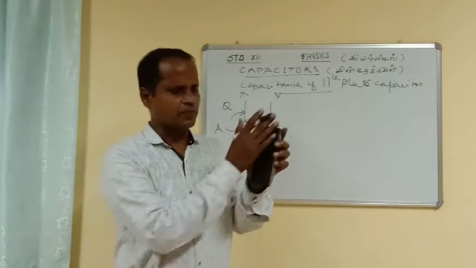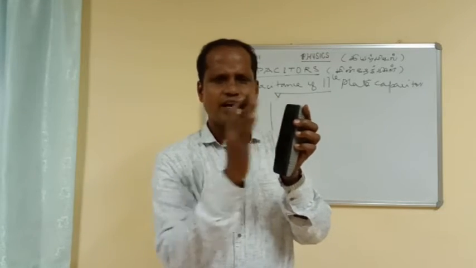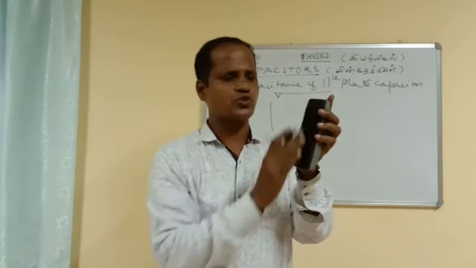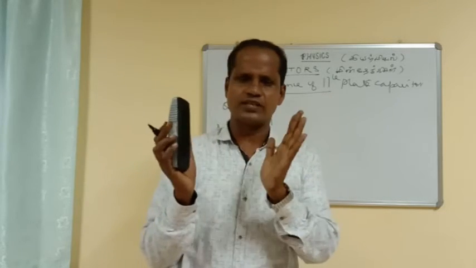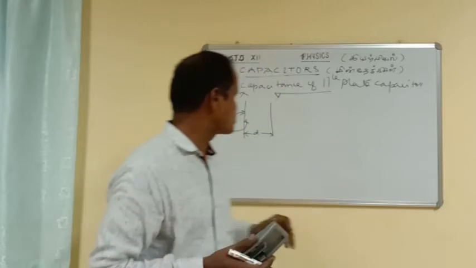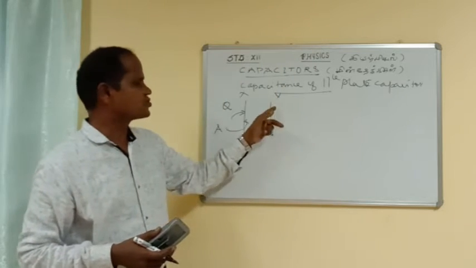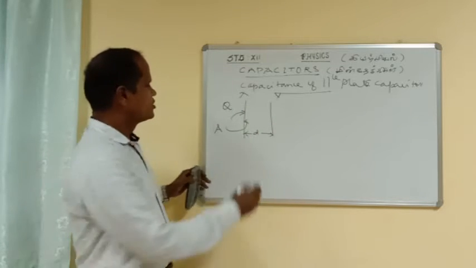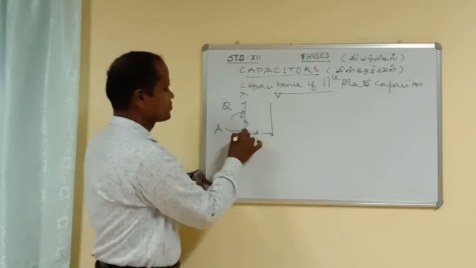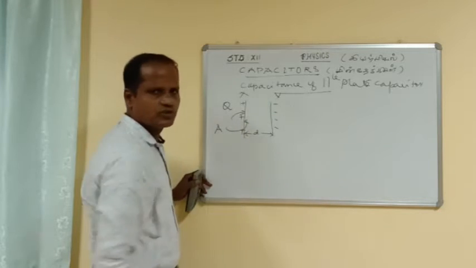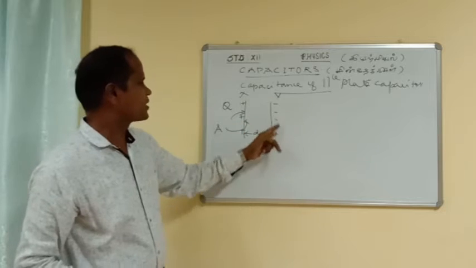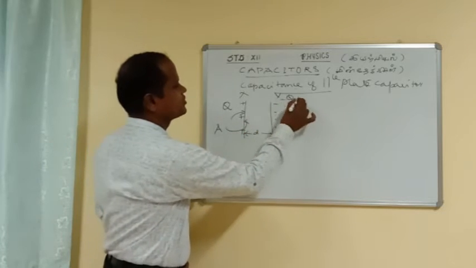Suppose we take this as a plate, and a similar plate is kept here. So the first one is A, and another plate B is like this. So this is a parallel plate capacitor. A is X, this is Y, for example. Here the distance between them is small d. Suppose this charge is plus Q, here automatically it will be minus Q.